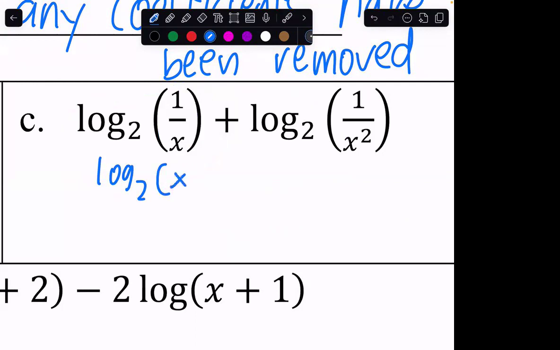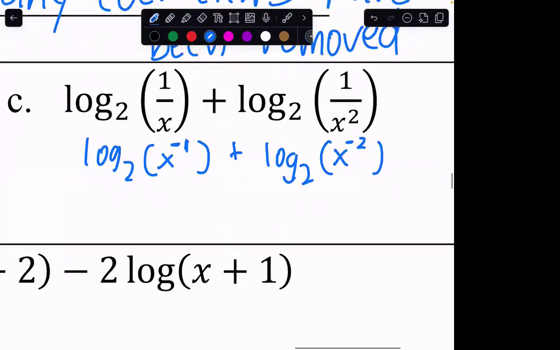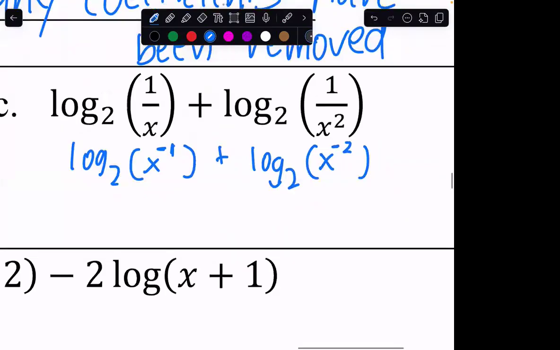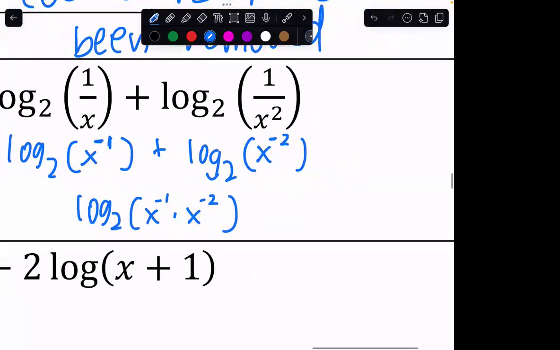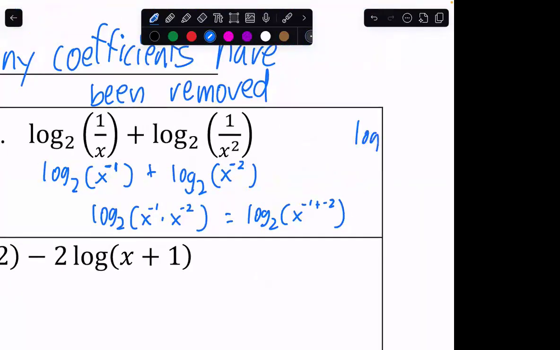So 1 over x is equivalent to x to the power of -1. And then 1 over x squared, that's equal to x to the -2nd power. Right, and now you can use the property that when you add two logarithms, you multiply together their arguments. Okay, so now to multiply two terms, you add their exponents. Okay, so that becomes log base 2 of x to the negative third power.